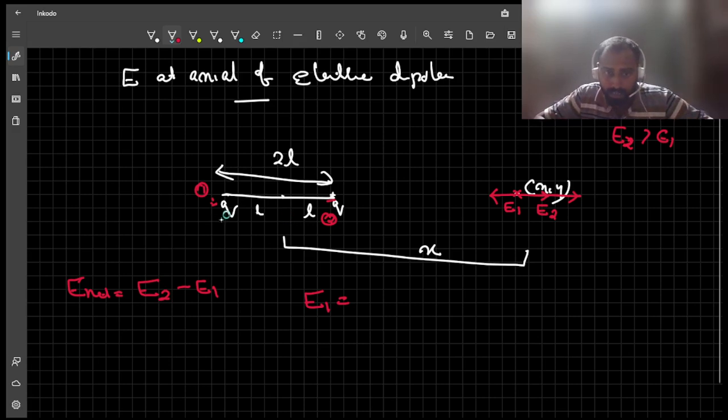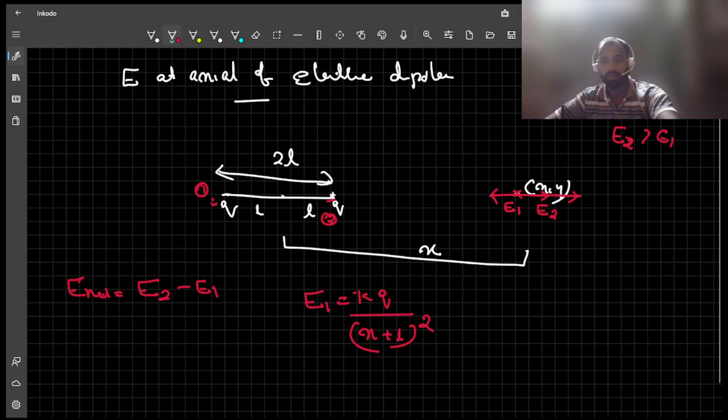E1 is due to this negative charge. So kq divided by what is the distance between this minus q and this point? There is a distance of x plus there is a distance of L. So the distance is x plus L, the whole square. Hope you understand what is the electric field due to this minus q charge. x is the distance from the center to the point, and apart from that there is one more L length. So x plus L the whole square.